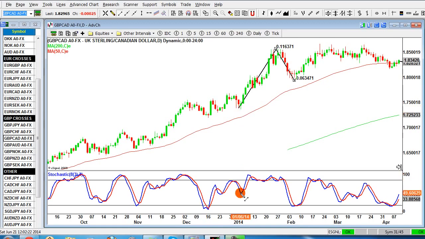Let's have a look at the stochastic. Bang, there we go. Fantastic. The stochastic has come all the way back to oversold territory. The low is lower than its previous one, so higher on price, lower on stochastic in the oversold territory. Do we have some other clues there?